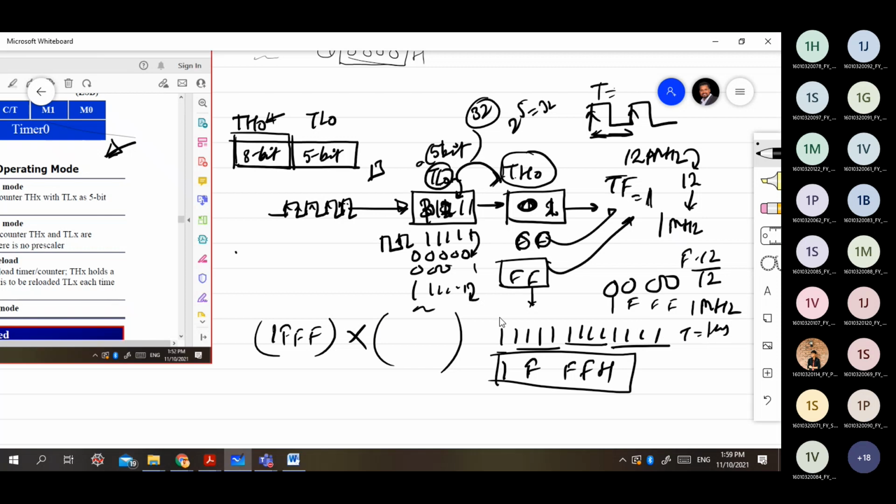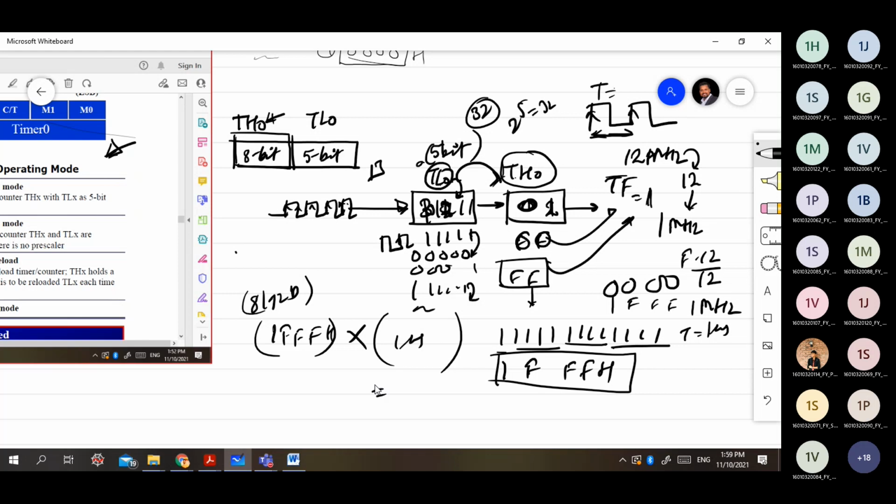Okay. So the maximum time period, or maximum time delay, which can be achieved by using mode 0 will be 1FFF in hexa. It is actually 8192 in decimal. If I just calculate in decimal, it's going to be 8192 into 1 microsecond.